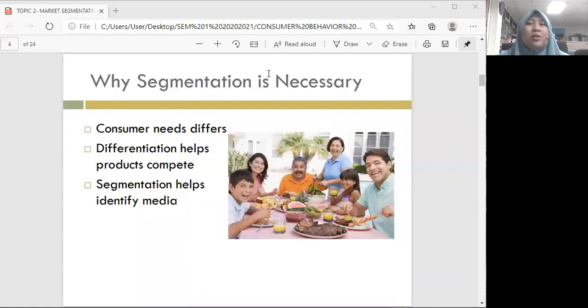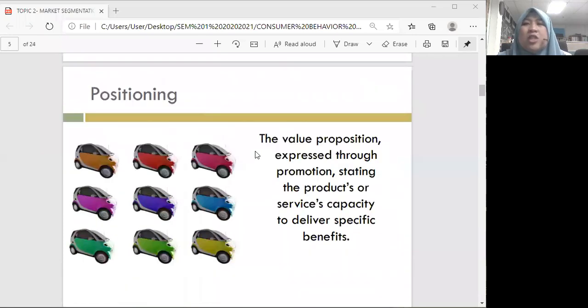And at the same time, when you use the television, for example, television advertisement, it might be more visualized and we can see that this is a woman, this is a man. So the media helps a lot in order to do the segmentation. All right. So what is positioning?